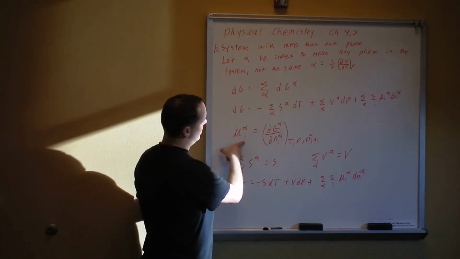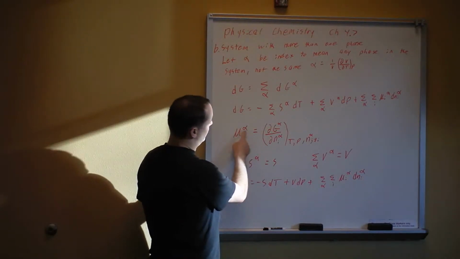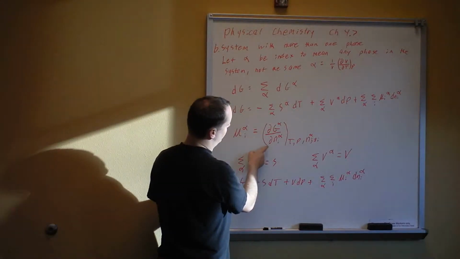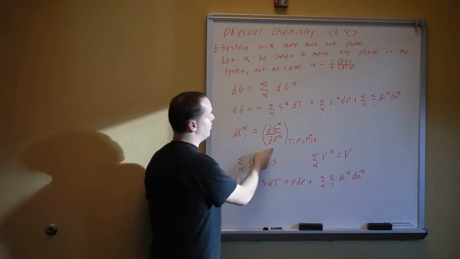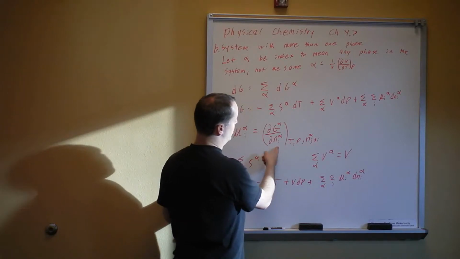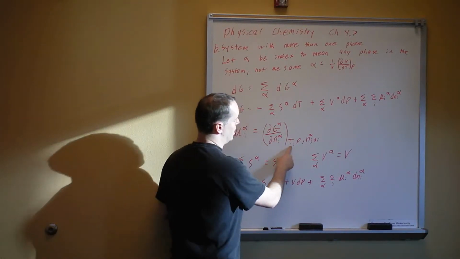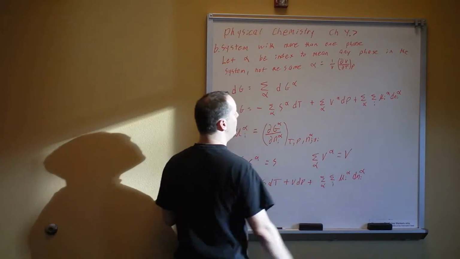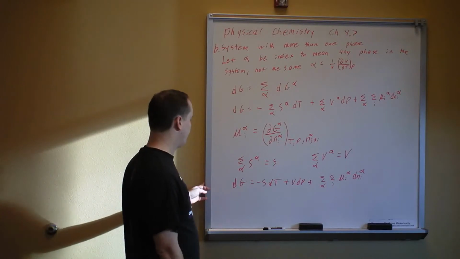But now we're going to rewrite the chemical potential and say, okay, the chemical potential for phase alpha is the derivative of Gibbs free energy in phase alpha with respect to the number of molecules changing for substance i in phase alpha. That's holding temperature, pressure, and all the other substances in phase alpha constant.